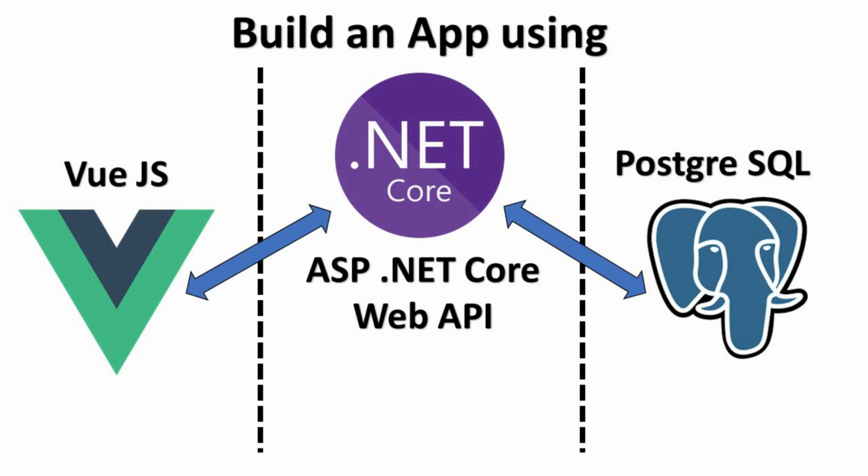In this tutorial, you will learn to create a full-stack web application from scratch using PostgreSQL for the database, .NET Core Web API for the backend, and Vue Js for the front end. We will first start with creating the necessary database objects in PostgreSQL, then create the Web API project with the required REST API endpoints. Finally, we will use Vue Js for creating the front end.